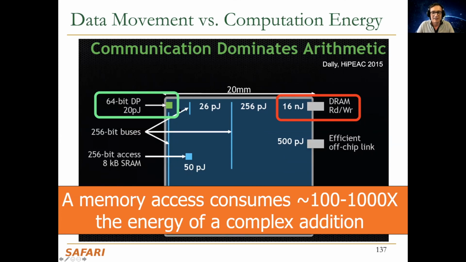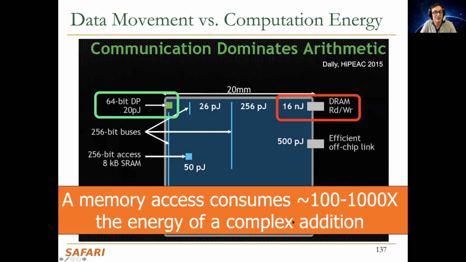Basically, this is a picture that analyzed the costs in terms of energy of different operations. You're going to see some of these operations. Maybe not the double precision floating point operation, but imagine that this is a floating point addition. It's an addition on a big number, 64 bits. It takes about 20 picojoules today. Now, a memory read or write to bring the data that's needed by that operation, just one element, is 16 nanojoules. If you do the calculation, that's an 800x difference.